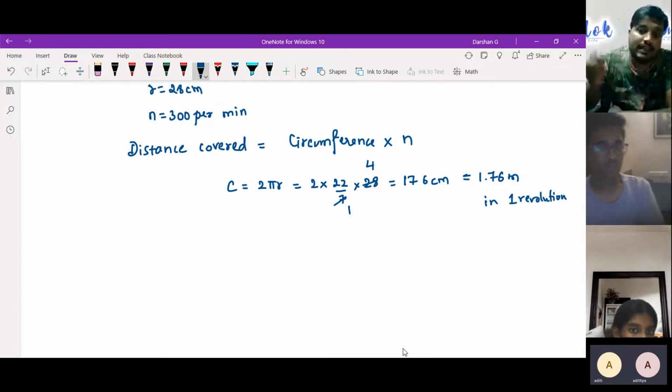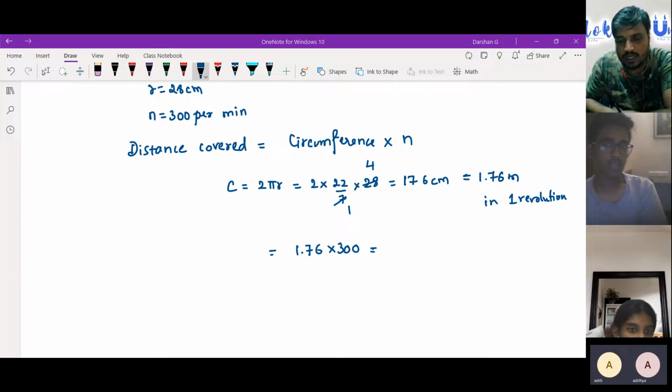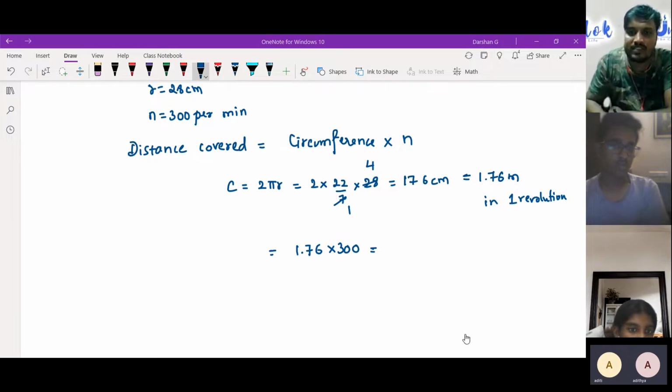So they have told us 300 revolutions. That will be equal to circumference times 300. Can anybody tell what this will be equal to? Do it quickly and tell me the answer. What is 1.76 into 300? Anybody?